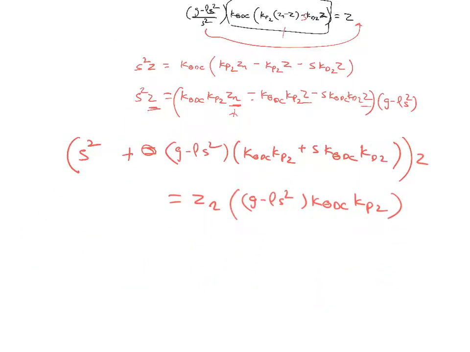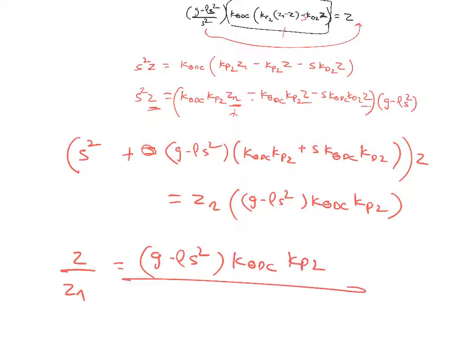Z over ZR will be equal to G minus L S squared multiplied by K theta DC KPZ divided by S square plus G minus L S square into K theta DC KPZ plus S K theta DC KDZ. Okay, so that's the transfer function.